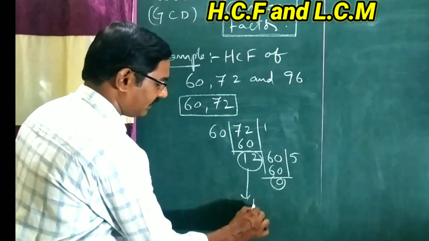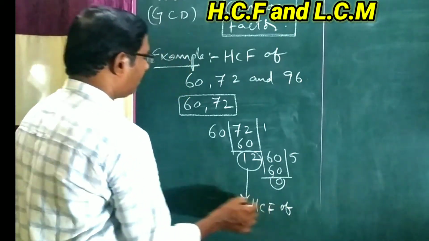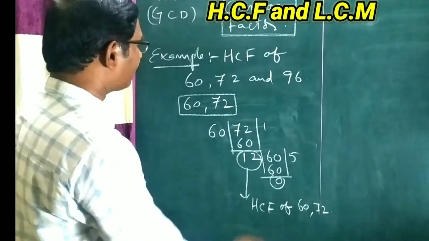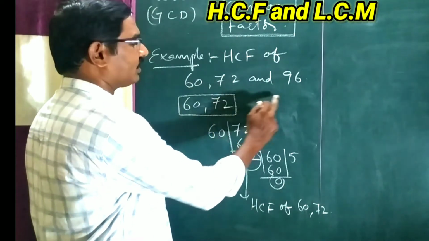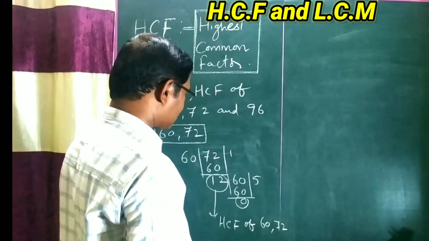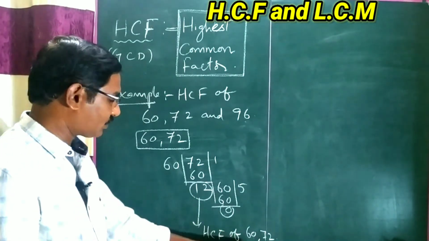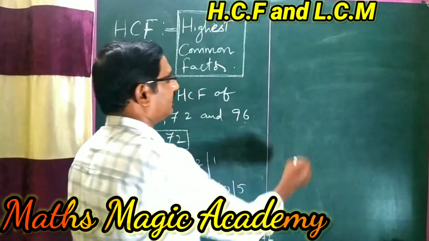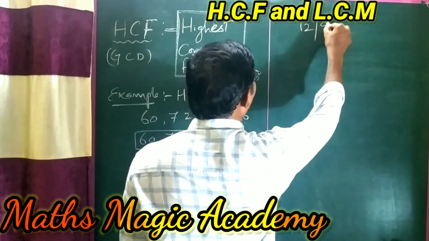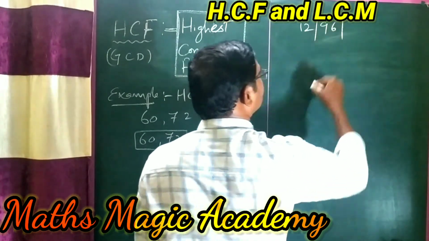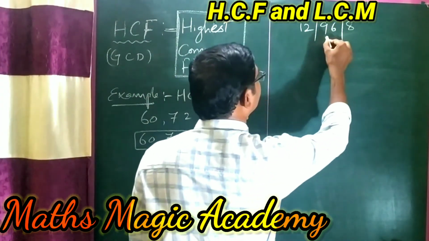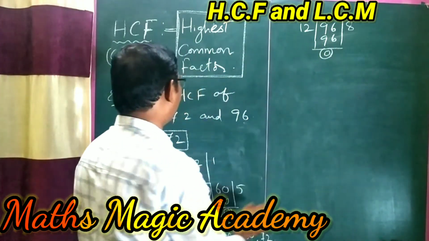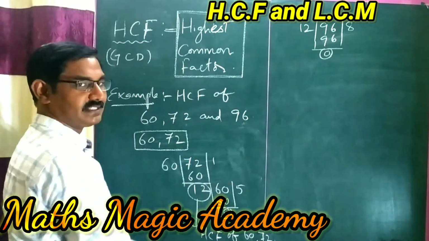Now here, the HCF of what numbers? 60 and 72. But what we have to find is the HCF of 60, 72 and 96. Next, whatever HCF you got for the two numbers, with that answer you have to do the division process for this 96 also. That is 12 into 96. So here 12 eights are 96, and we got the remainder 0. Therefore, the HCF of 60, 72 and 96 is 12.